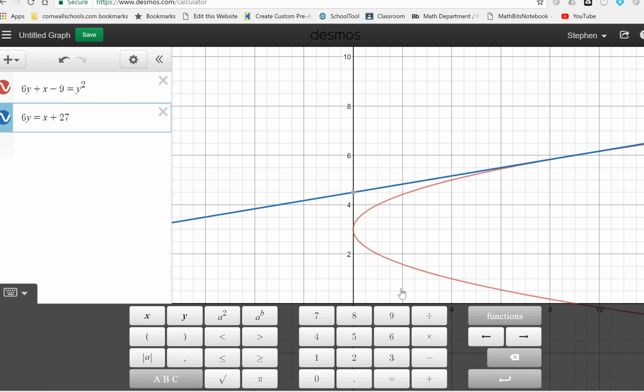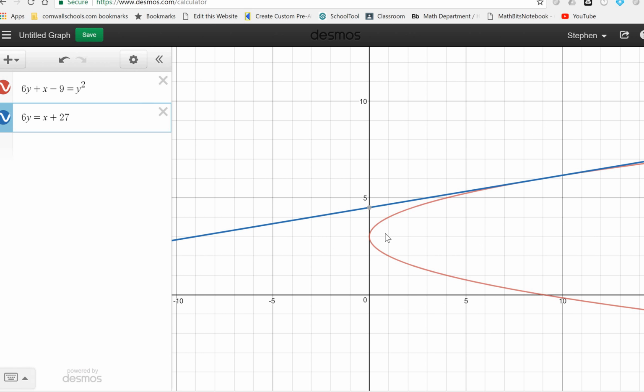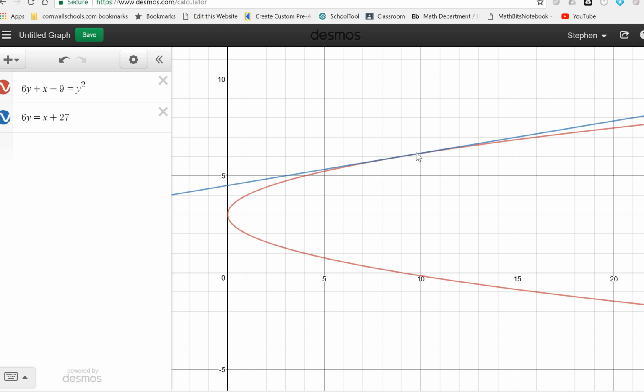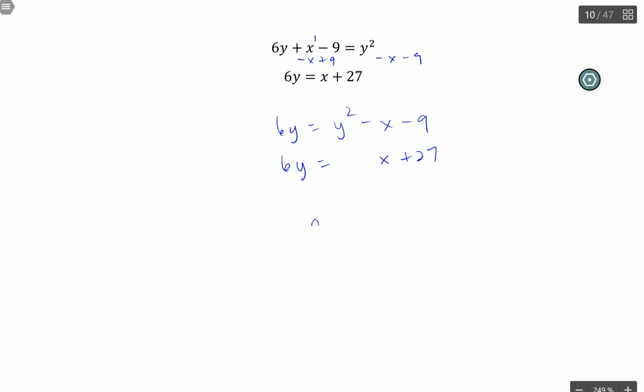All right, so we could take a look at this graph. We could zoom out, we could click and drag, and it'll kind of just move the graph to where we see. And we do see that there is just one point of intersection. It's right where that gray dot comes up to be. So that's 9, 6. So we get the coordinate of the point of intersection here of 9, 6.